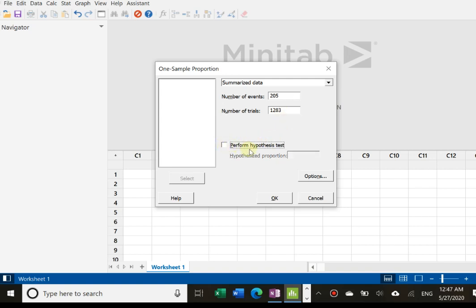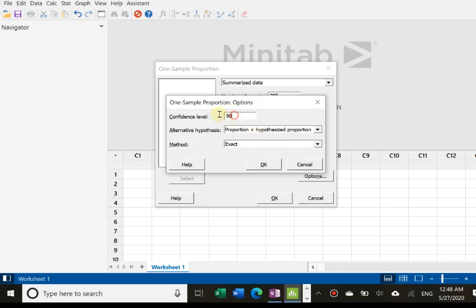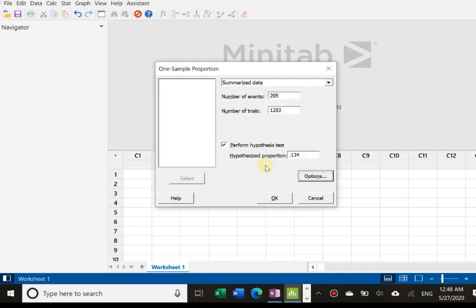And if you check hypothesis test, yours is default unchecked, check it. Hypothesized percentage, make sure you put it as a decimal, not a percent. It was 0.134, right? 0.134. And your options, here in the confidence interval, I'm going to do 90. And here's your selection for the alternative, which is not equal to. And your options for the method, see, it does exact test and normal approximation. Make sure you check the normal approximation and hit OK, and you're good to go.